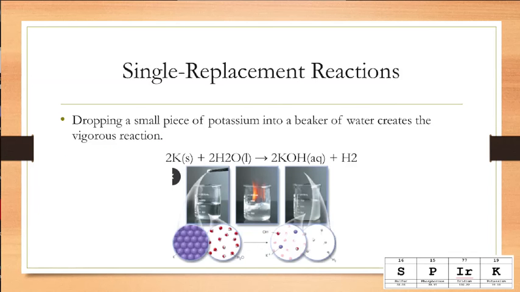The next type is single replacement reactions, and an example of this is dropping a small piece of potassium into a beaker of water. It creates a vigorous reaction. It actually ignites and we can see flames. So that equation is 2 potassiums plus 2 waters yields 2 KOH plus H2 gas.